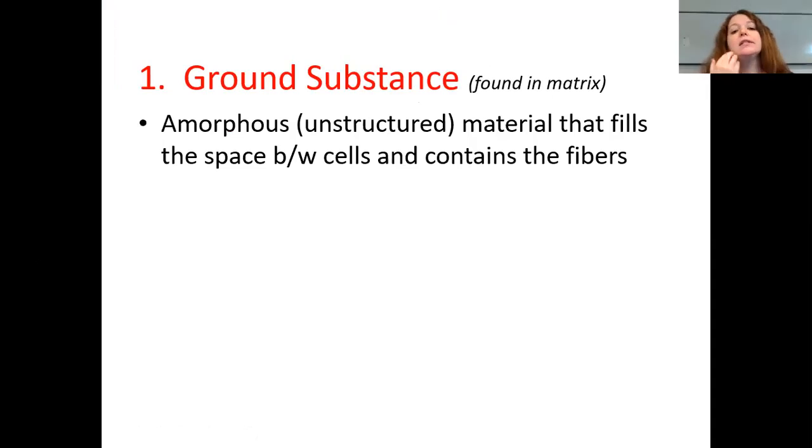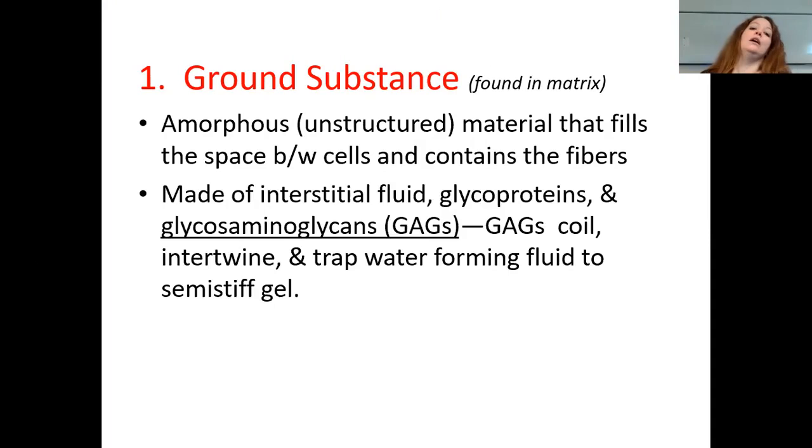Okay, so your ground substance is amorphous, which means that it doesn't really have a structure. Even if it's cartilage, it kind of just filled in that space between the cells and the fibers and then hardened, but there are cells in there that are alive. It can be made up of all the following: interstitial fluid, so fluid from between the cells, glycoproteins, and glycosaminoglycans, that coil up and intertwine and trap water, forming fluid to a semi-stiff gel.